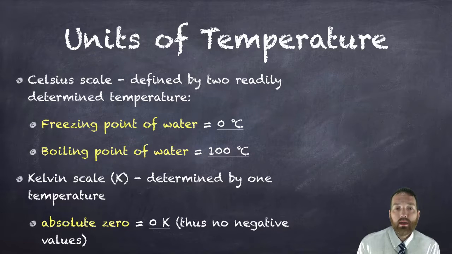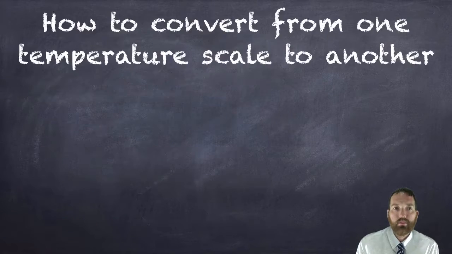The reason we like the Kelvin scale in chemistry is that it doesn't give us negative numbers. You can get something colder than the freezing point of water, and that makes your math a little more complicated dealing with negative numbers. Using Kelvin and the absolute zero as a bottom number that can never be anything lower than that gives us no negative numbers, which makes the math nice.